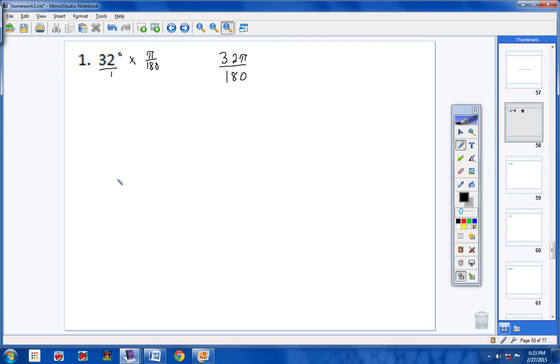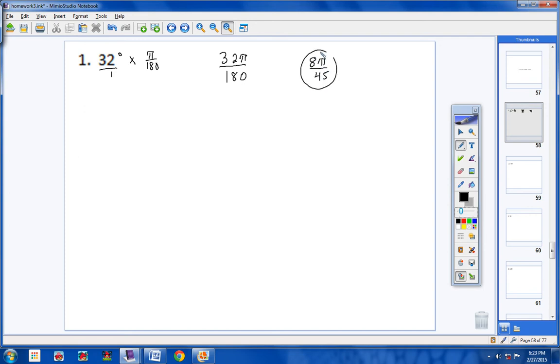Every calculator is different. If you're not sure how to do that, if you could email me a picture of your calculator, I will try to show you how to do that, okay? Alright, so if you reduce 32 over 180, you get 8 over 45. So 8 pi over 45 is one answer.